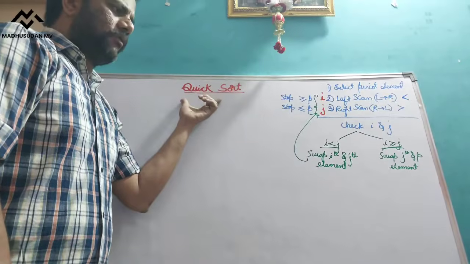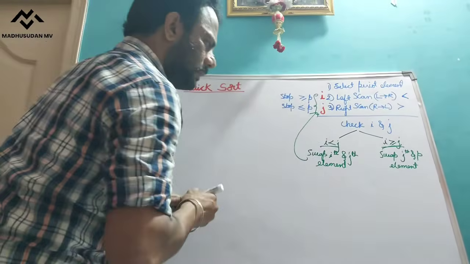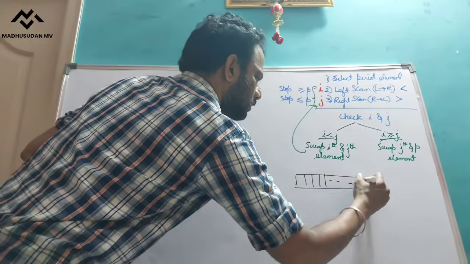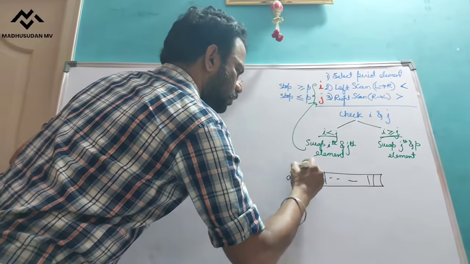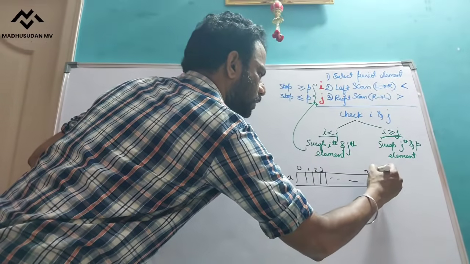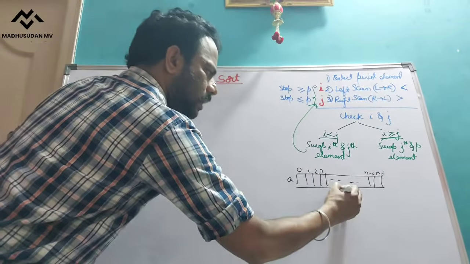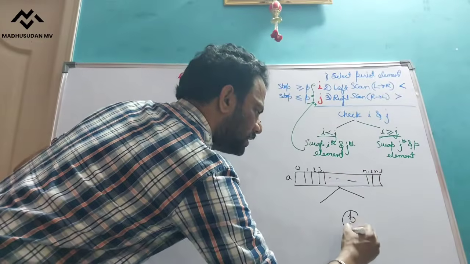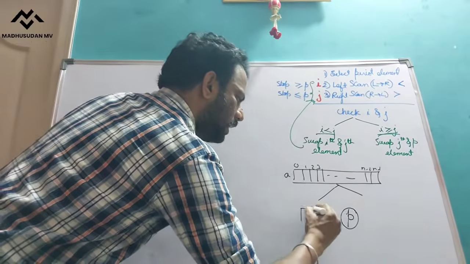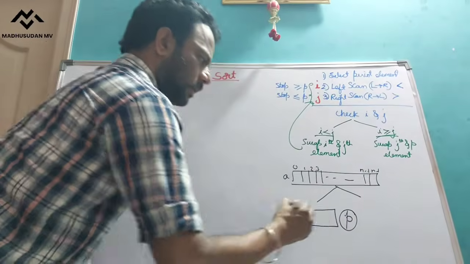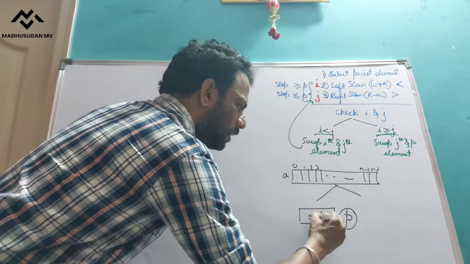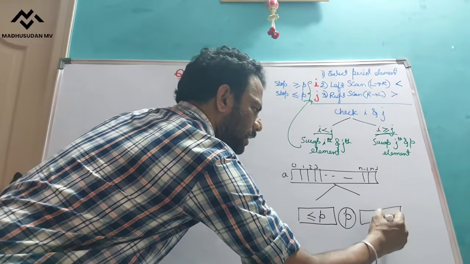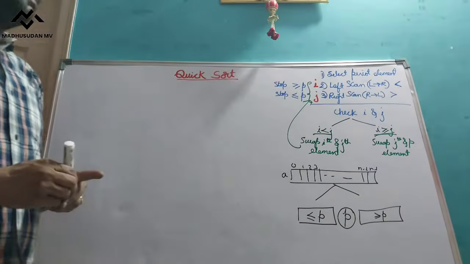Now, the basic principle of quicksort: what is quicksort? Let us take some array, indexed 0, 1, 2, 3, up to n minus 2, n minus 1. Now we need to split this array in such a way that the pivot element sits at some position, and towards the left of this pivot element all the elements are lesser than or equal to the pivot element, and towards the right of the pivot element all the elements are greater than or equal to the pivot element. This is the basic principle of quicksort.